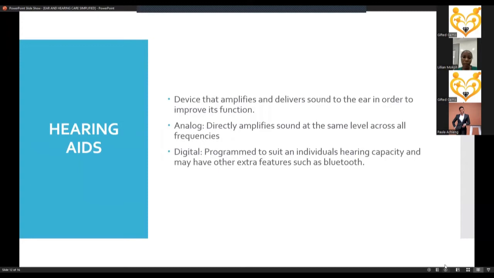Now, when we find that you're not able to hear very well, then according to the level of hearing, we recommend, again, as I said, hearing loss is usually irreversible.